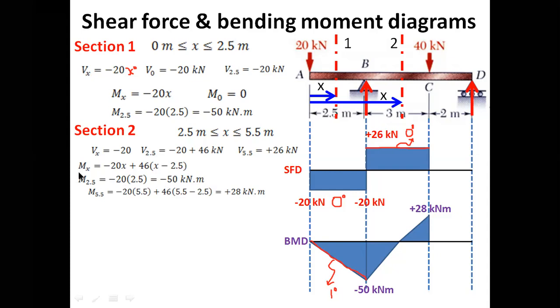If you look at the general equation of the bending moment for this section, again here the power of x is 1. So we have a first order equation, which means that if we plot this equation, we would have a linear line. So next we have to join these 2 points with a line, and this line would be a 1 degree line.